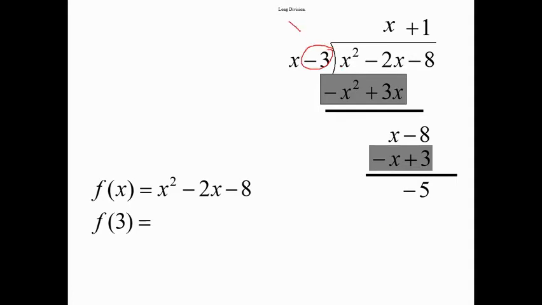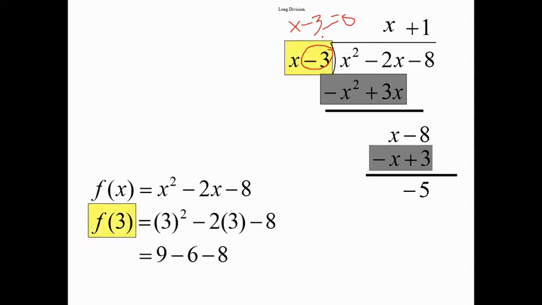Notice that we have a minus 5 left over. Okay, so if we plug a 3 in here, which is coming from this, because if you set this up as x minus 3 equals 0, you'll notice that you're going to get x equals 3. If we plug a 3 in here, please then notice that we are going to get the remainder of 5.